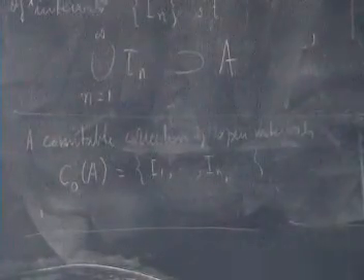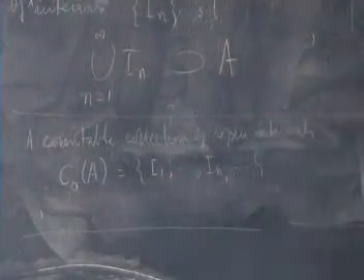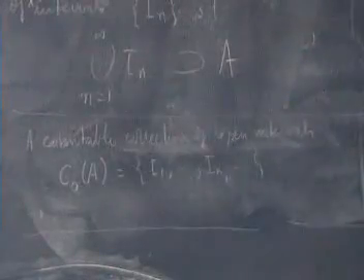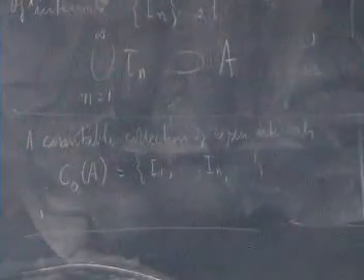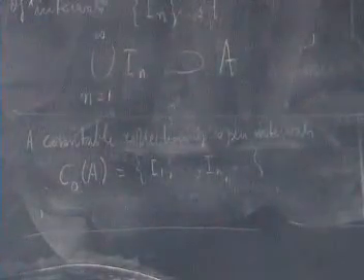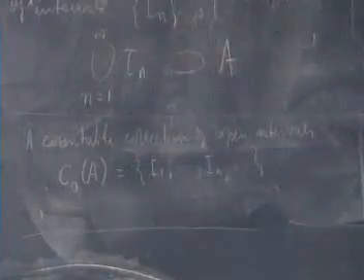Let Q C naught A be equal to the summation of the lengths. So this quantification is an estimate based on this cover. So Q C naught A is an overestimate of the content.